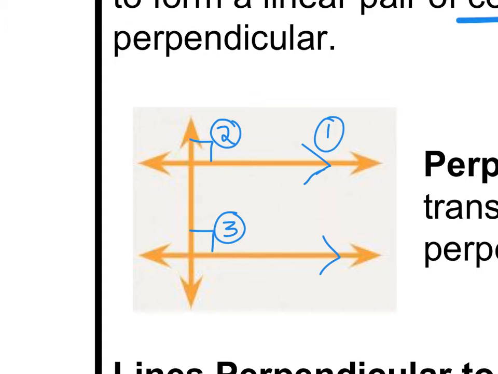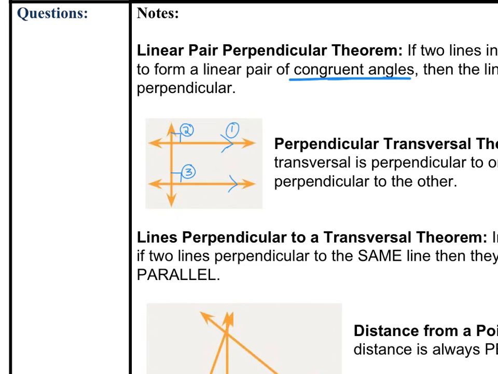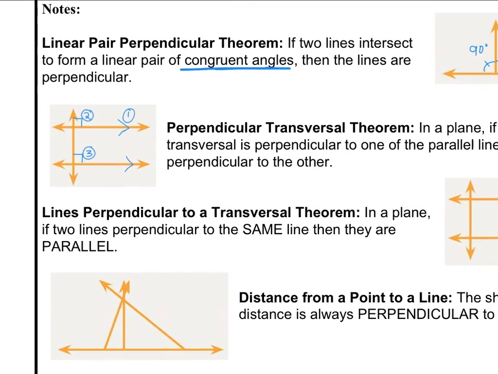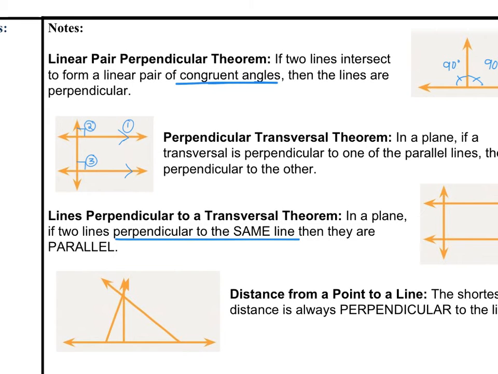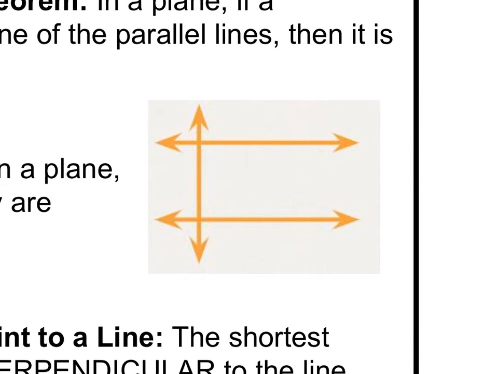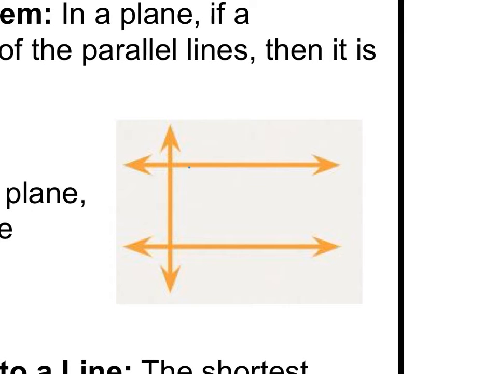Next one. We're going to use this one a ton today. Lines perpendicular to a transversal theorem. In a plane, if two lines are perpendicular to the same line, then they are parallel. So in this one, you are not given that they're parallel. On this one, what you're given is that these two lines are both perpendicular to this transversal, we'll call it T. So they both have right angles to T. That's the first thing that you have.